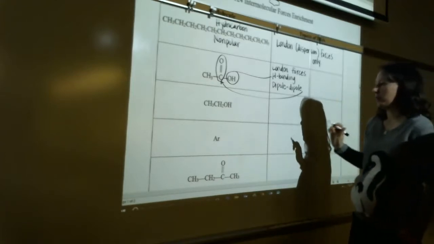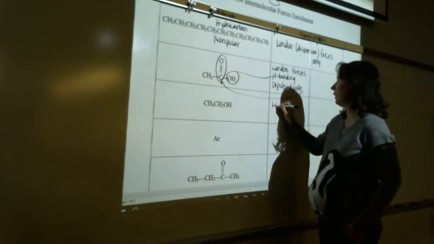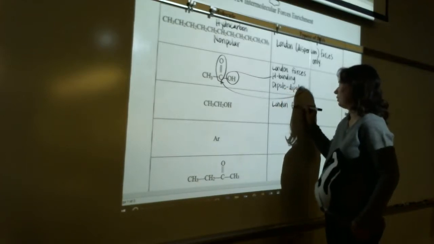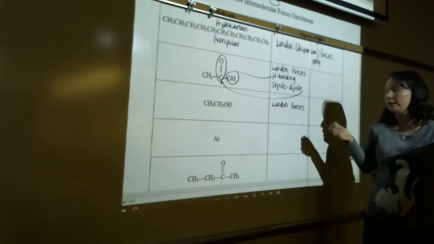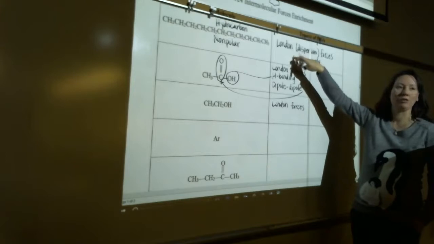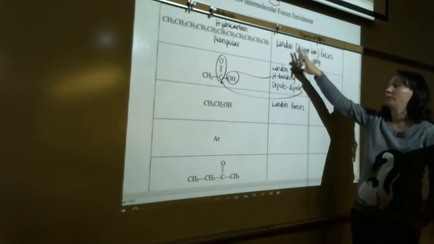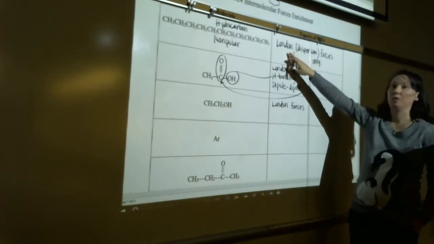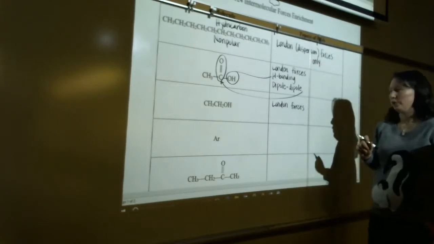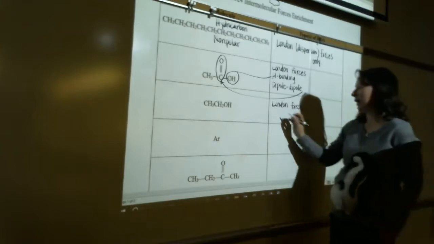All right, so next one. Obviously have London forces because London forces are present in everything. And again, you could call it dispersion forces or London dispersion forces, right? Just be able to identify it either direction. Some books call it dispersion, some books call it London, some call it London dispersion, okay? Anything in addition to London forces? Hydrogen bonding, right?